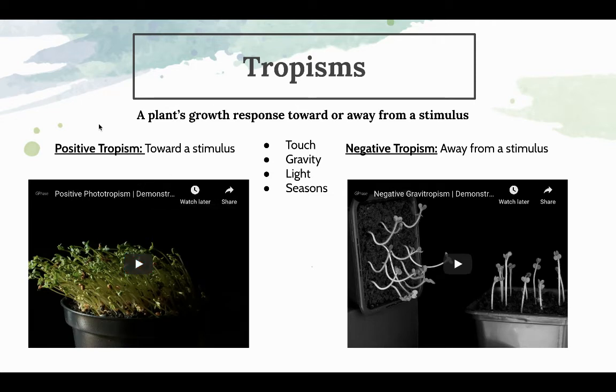So a tropism is a plant's growth response toward or away from a stimulus. So there are positive tropisms, which are towards a stimulus, and a negative tropism, which is away from a stimulus. And these stimuli can be touch, gravity, light, or even the change of weather or seasons. So let's look at an example of positive phototropism, which is a tropism towards light, or a plant growing towards the light.